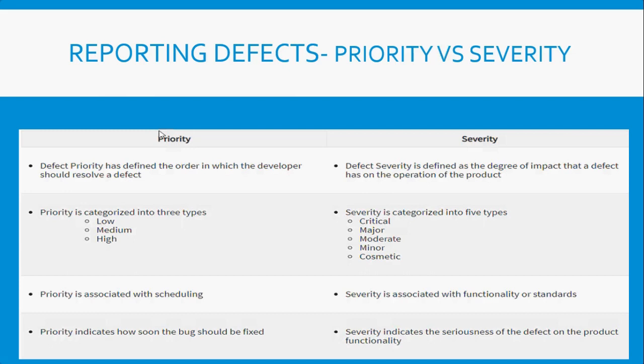So severity talks about the impact a defect has on the operation of the product, the degree of impact. You have the critical ones, the major ones, moderate, minor, and cosmetic. So it's associated with functionality or standard. For instance, maybe when you launch your application, it crashes immediately. You can classify it as a high priority, high severity defect.